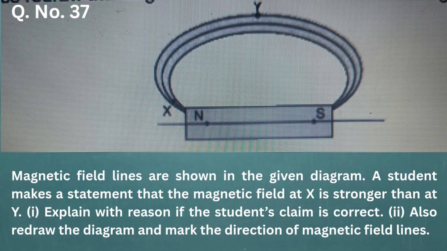A student makes a statement that the magnetic field at X is stronger than at Y. So, question first part, explain with reason if the student's claim is correct. Second, also redraw the diagram and mark the direction of the magnetic lines of force.